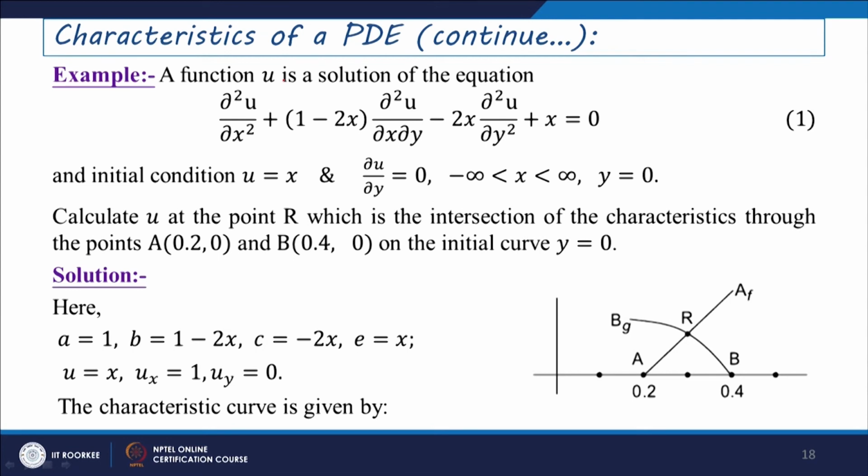If you consider the coefficients of this characteristic equation, they can be written as a = 1 from this coefficient, and b = 1 − 2x, c is nothing but −2x here, and e is nothing but x here. So, we can define u as a function of x, since the initial condition is given as x. If you take the first partial derivatives, ux can be written as 1 and uy equals 0.